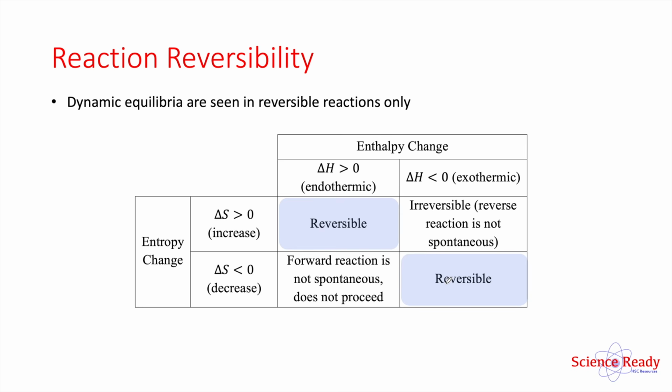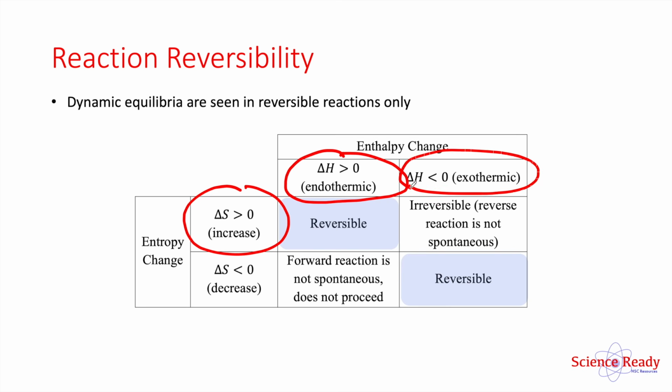So to summarize, we'll use a table to demonstrate the ideas again. There are two conditions under which a reversible reaction can occur. The first condition is when you have a favorable entropy change, that is a positive change in entropy, but it is endothermic. The second condition is when you have a favorable enthalpy change, that is exothermic, but you need to have a negative entropy change.